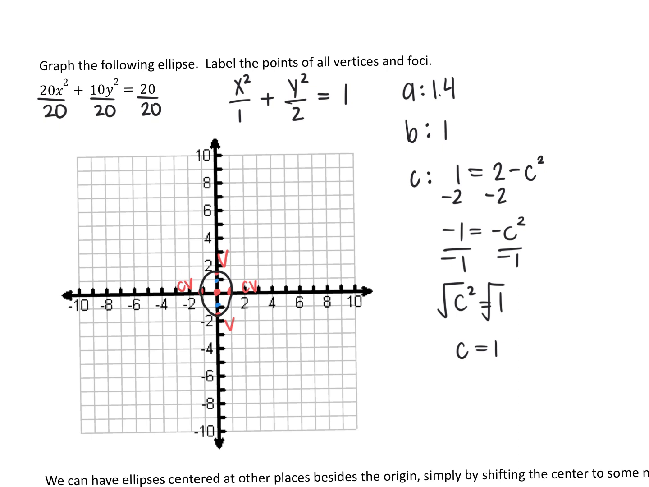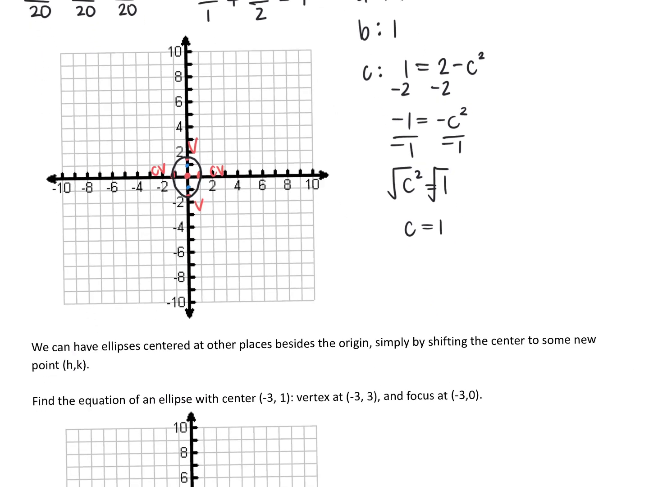Very, very small ellipse because a and b are not very large. It's actually very, very close to being a circle because a and b are so close to each other, but it is not quite a circle, but it is close to one.